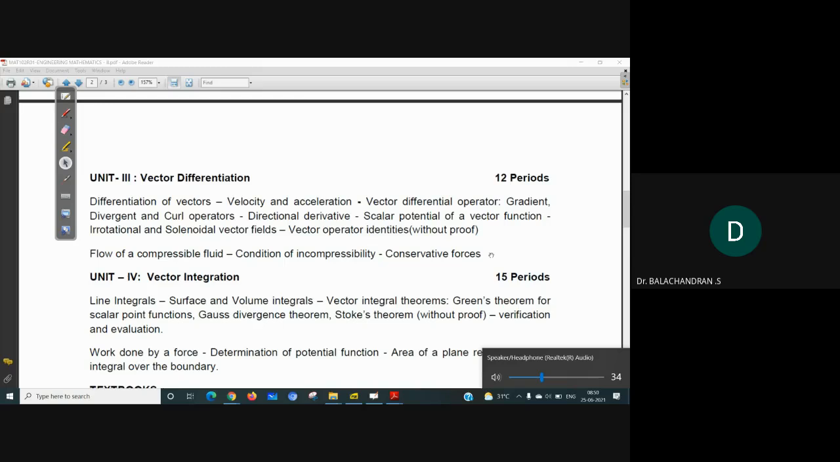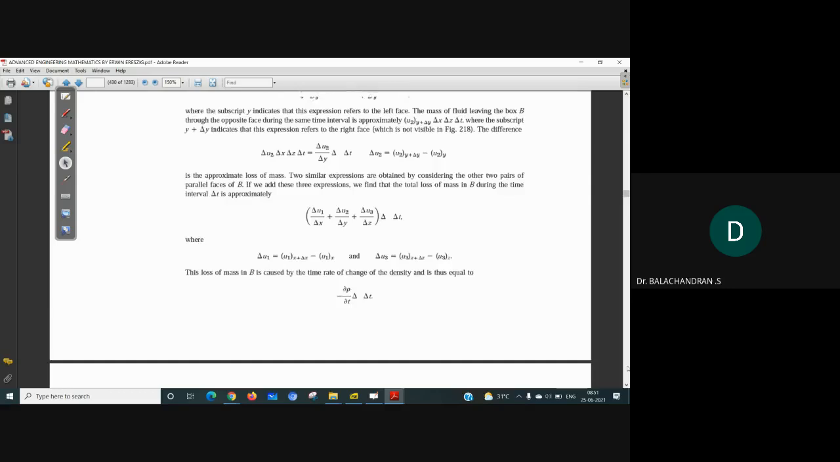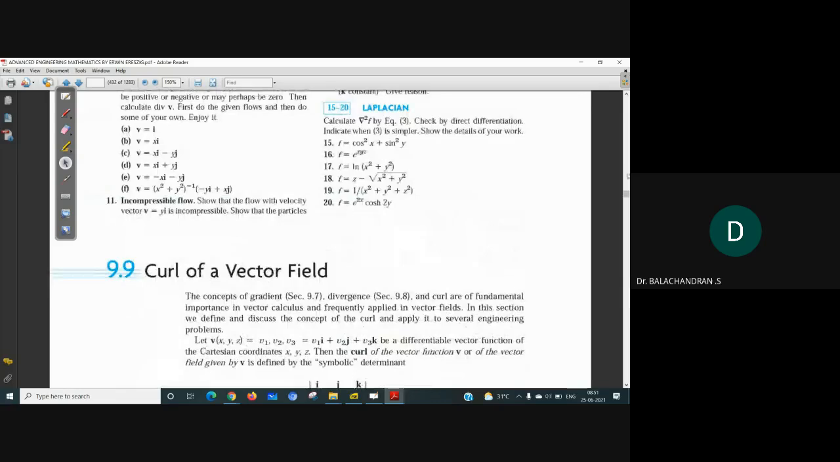Okay, so flow of a compressible fluid. Actually, this is in the Erwin Kreyszig book. Flow of compressible fluid, physical meaning of the divergence. So just go through these topics in Advanced Engineering Mathematics by Erwin Kreyszig. And if there are any problems in the exercise, try to solve those problems. So maybe that will help you.